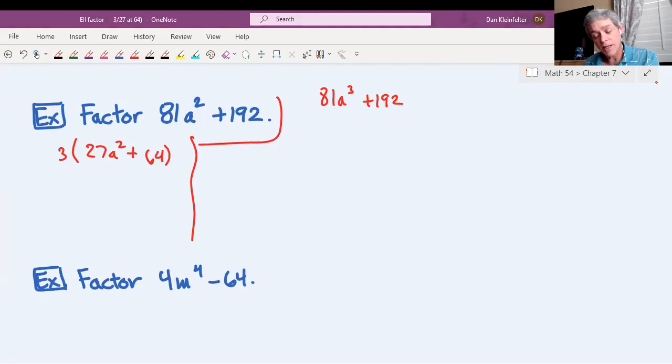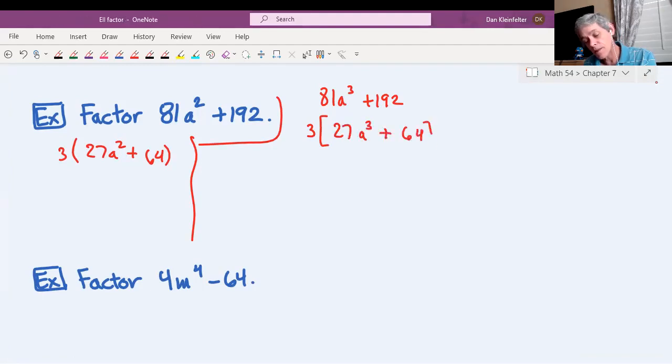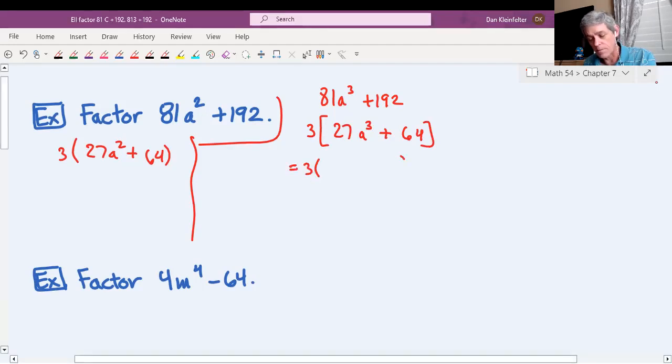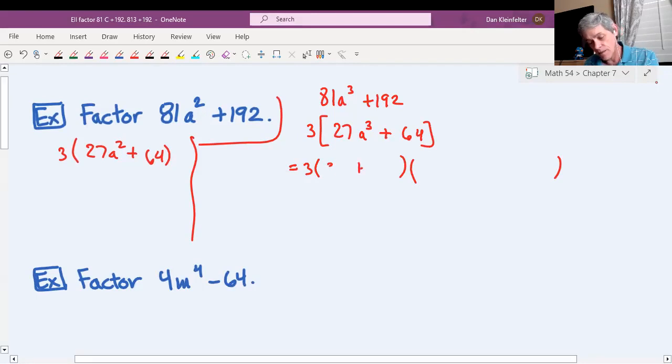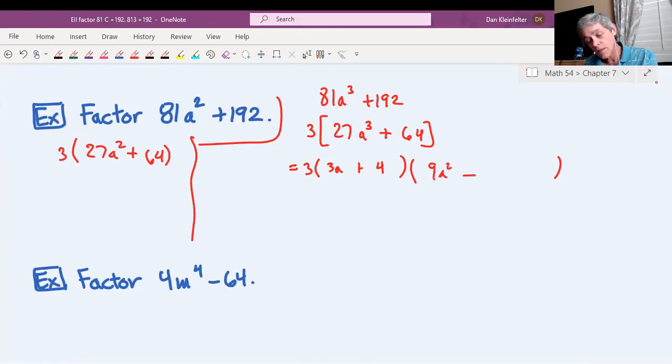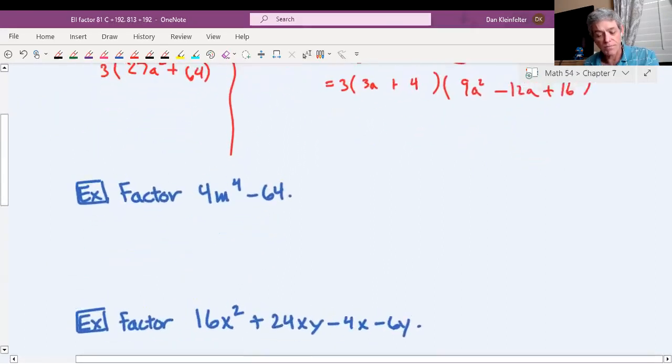So here again, I would begin by factoring out a 3. This would give us 27a cubed plus 64. 3 is still out front. It's a binomial times a trinomial. It's been a little while since you did one of these, but hopefully we remember how it goes. Okay, so you should get 3 times (3a plus 4), then (9a squared minus 12a plus 16). Okay, so there's that. All right, so that's pretty fun.